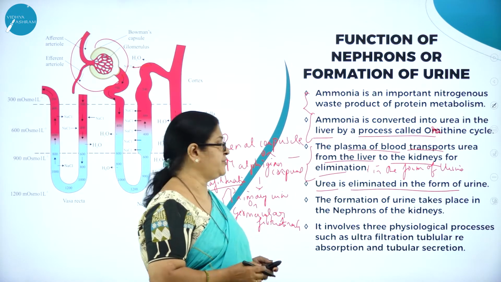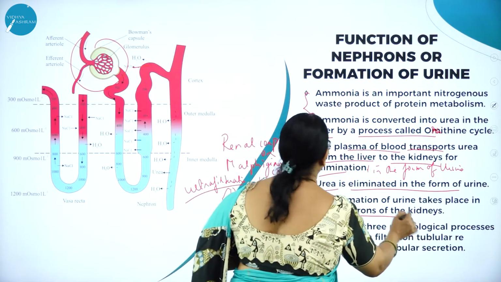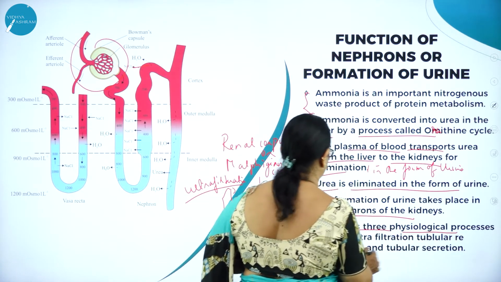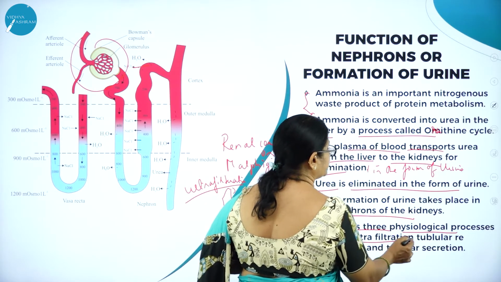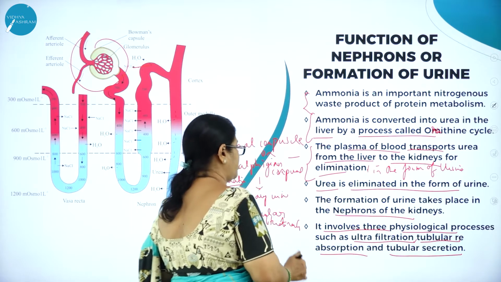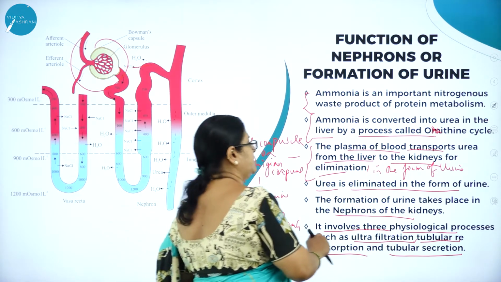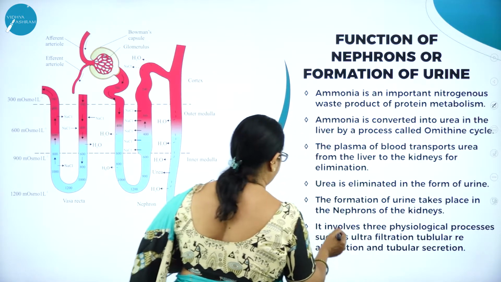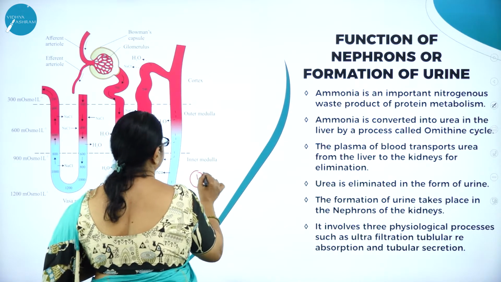Then the formation of urine takes place in the nephrons of the kidneys. It involves three physiological processes such as ultrafiltration, tubular reabsorption, and tubular secretion. So what are the three very important processes? So one is called ultrafiltration.